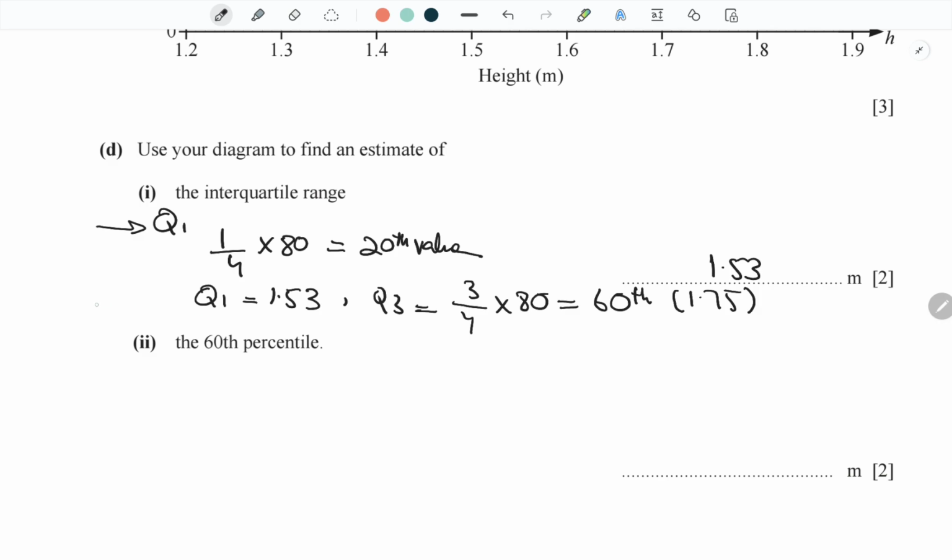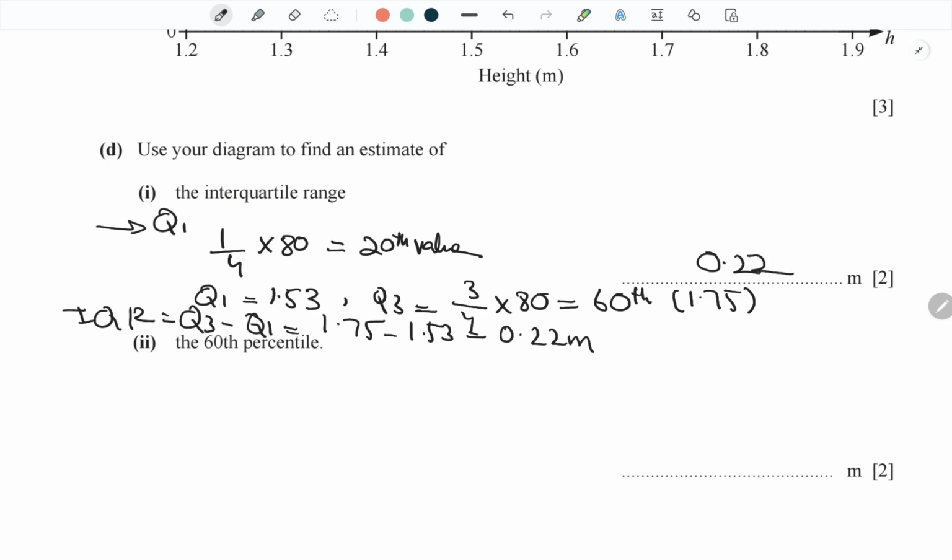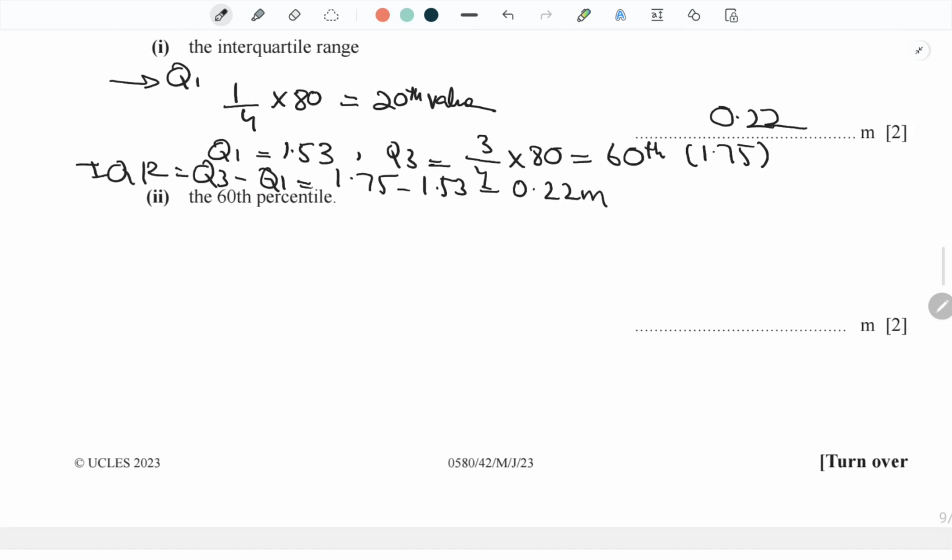Now we find the interquartile range, that means IQR. So IQR equals Q3 minus Q1. Q3 we have 1.75 and Q1 we have 1.53. We subtract them, so we get 0.22 meter as the answer, okay? I just write 0.22 here. 0.22 meter. Okay, now we have the last part of this question, the 60th percentile.